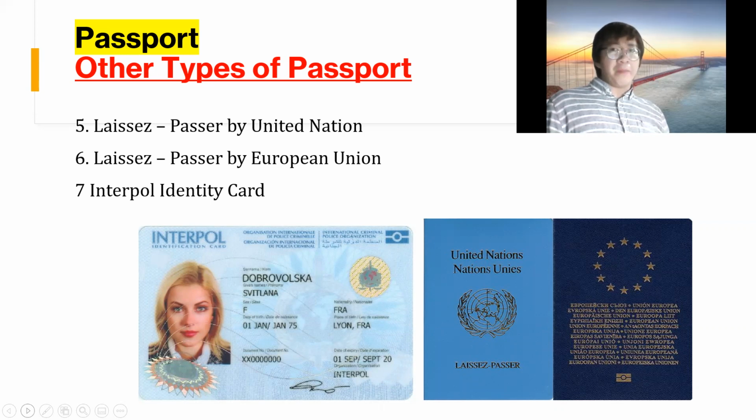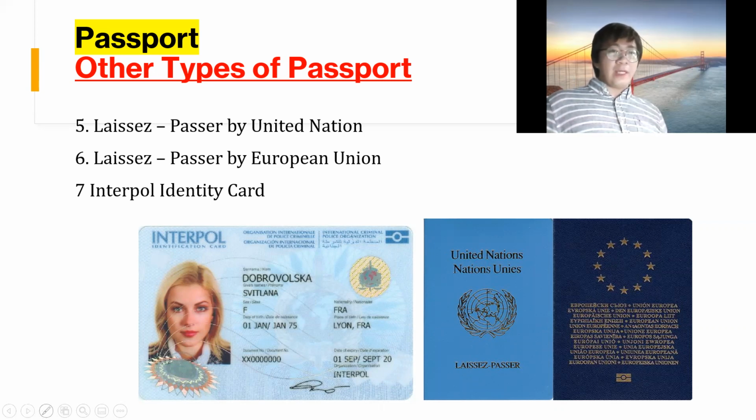Hindi pa ako nakakita. Interpol identity card. Ito, that's the Interpol identity card. But of course, this one should be in conjunction with a valid passport. So ito yung valid passport dapat.